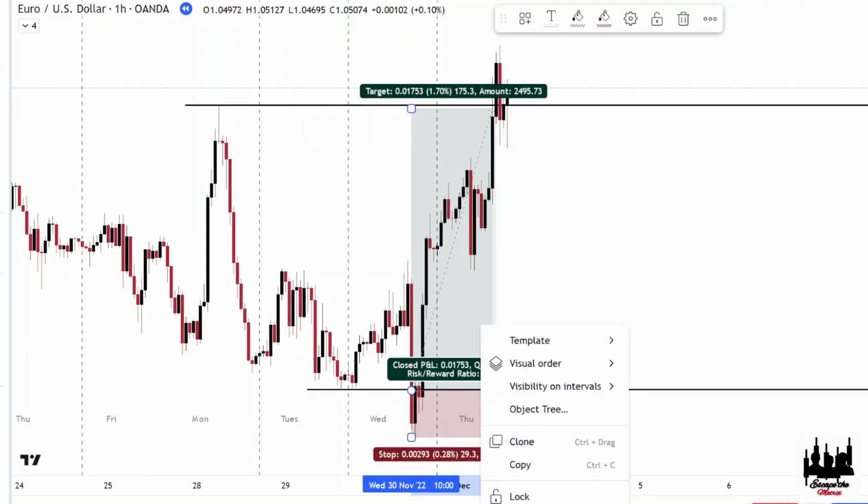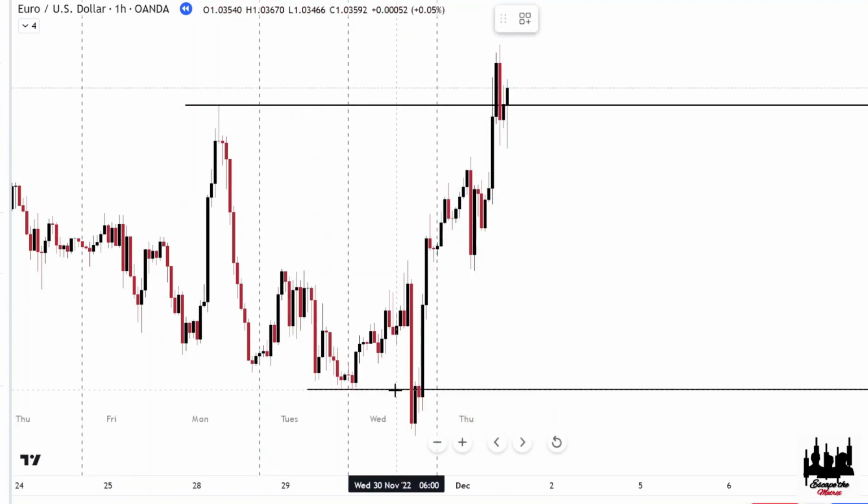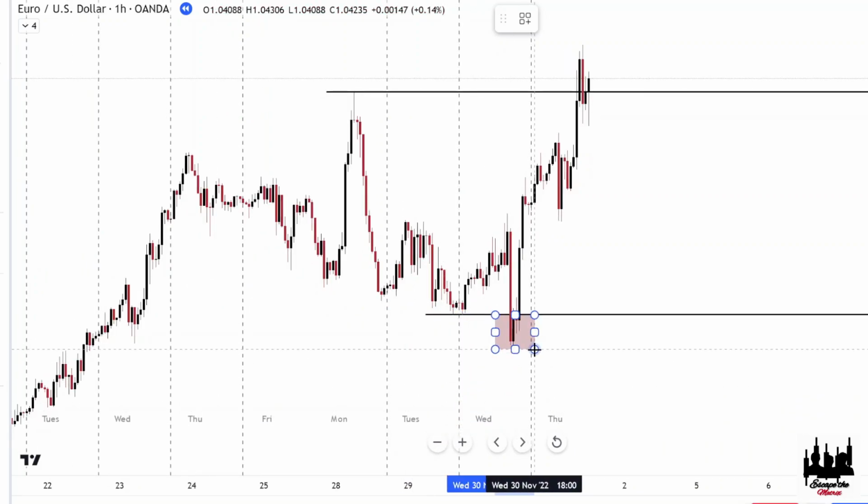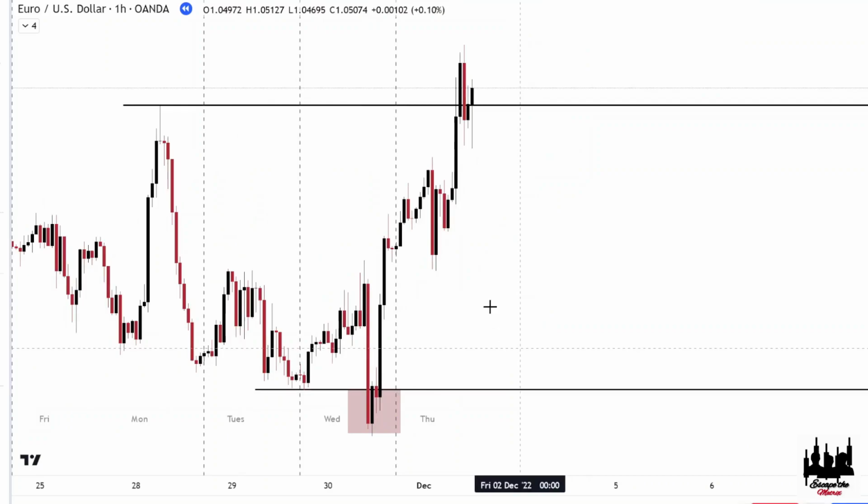And what occurred here? Price did what? Trapped the sellers, took out Monday's and Tuesday's low to later on do what? Finish above the high.